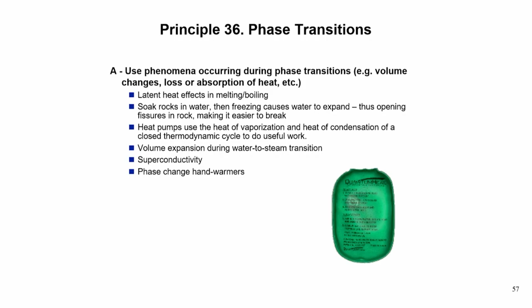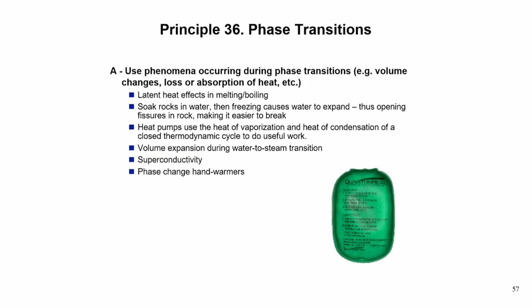Okay, you can take advantage of the volume expansion from water to steam transition. Superconductivity can be another way of taking care of phase transition. Then there are phase change hand warmers, that is very much used today. So, phase transition is another possibility, because every material, when it changes from liquid to gas or solid to liquid, invariably the shape and size of the material changes, the volume changes. So, you can take advantage of it in principle 36.